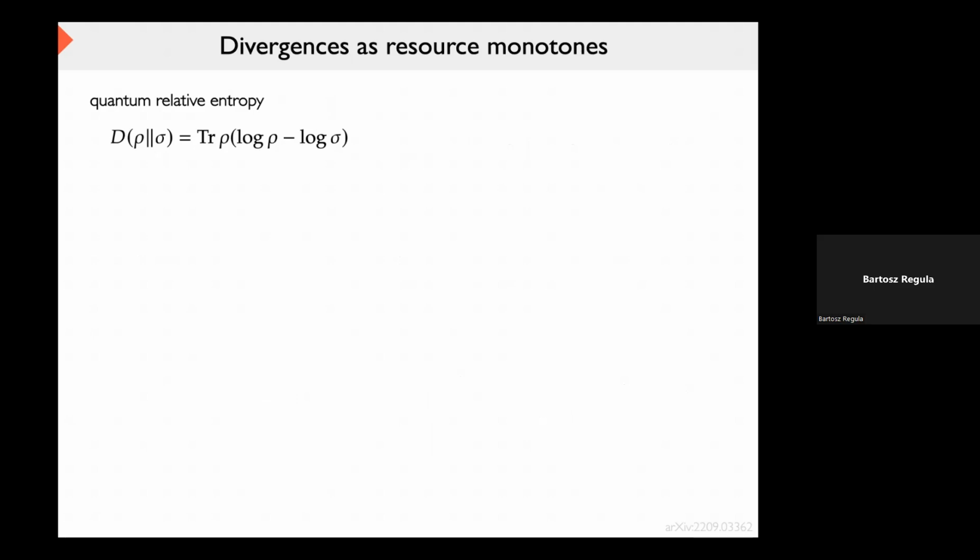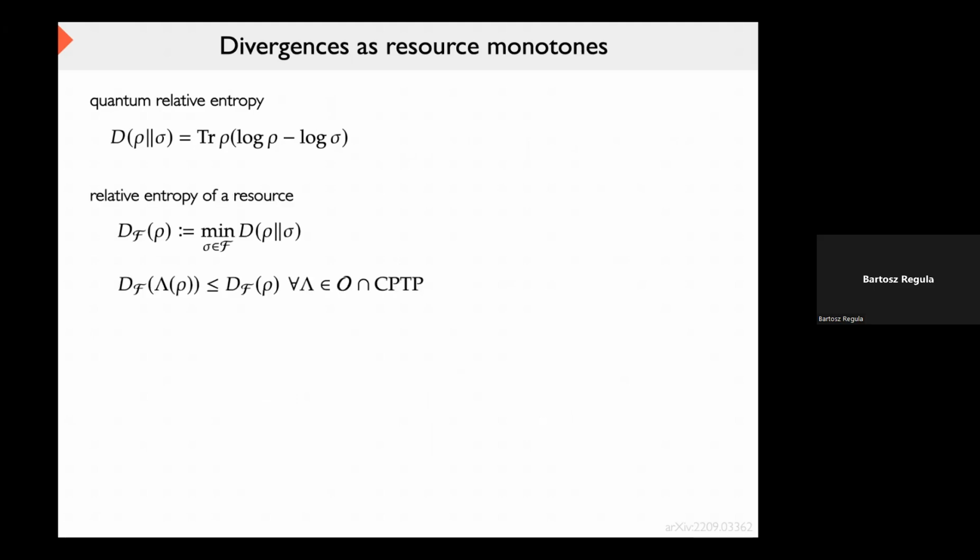And in settings such as transformations of quantum states in restricted settings, we often encounter the relative entropy of a given quantum resource. Here, essentially, we have a set of states which has been singled out as the free states of the given setting. If we minimize this entropy over these free states, we get a monotone, a so-called Rényi monotone. For example, the most commonly encountered example of this function is the relative entropy of entanglement, where we have minimized over all separable states.